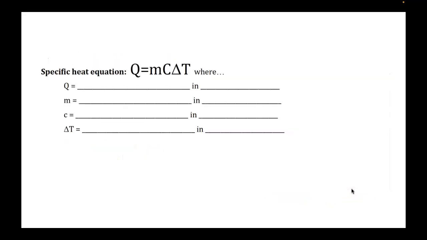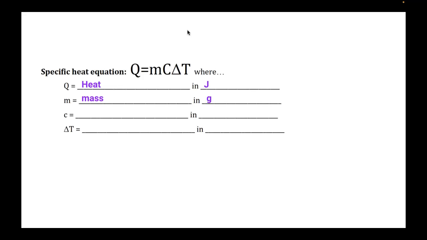We're now going to transition to an equation that is commonly referred to as Q equals MCΔT. This is the specific heat equation. In this equation, Q is going to be heat measured in joules. You may remember joules was a common unit that we used in physics for energy and different things like that. M, also in physics, we talked about mass, and it will be measured in grams.